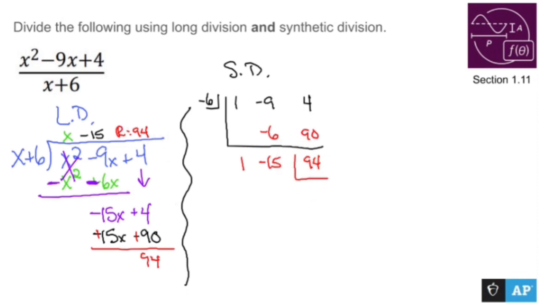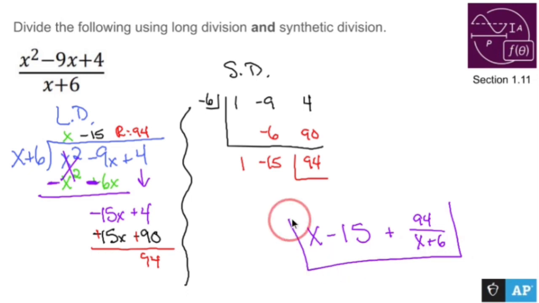Now, the way you answer these problems to completion, if you're being asked to just do division and nothing else about like slant asymptotes, that'll be my next video, what you do is you say, all right, my answer is x minus 15. However, if you have a remainder, the way you write out your remainder is you say plus that number, 94, over your factor x plus 6. And that'll be my answer to this guy.